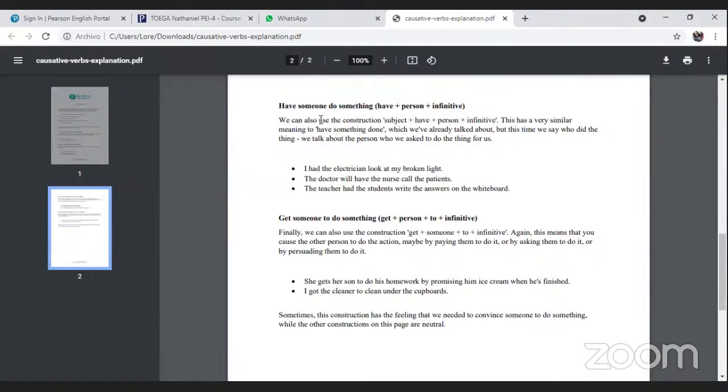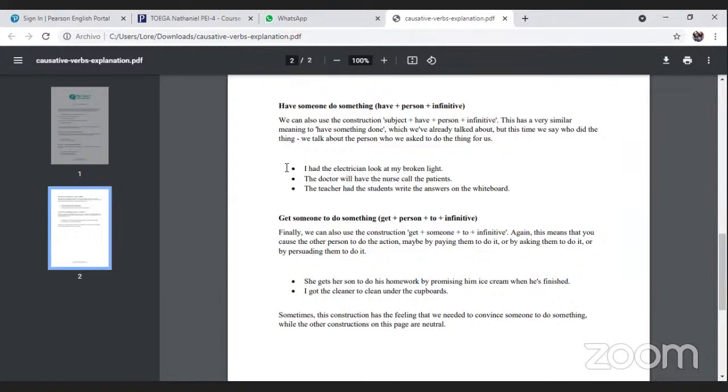Okay, have someone do something. You can use this structure, have plus person plus infinitive, right? We can also use the construction of subject, have, person, and infinitive. This has a very similar meaning to have something done, which we've already talked about. But this time we say who did the thing. We talk about a person who we asked to do the thing for us. Like the examples.